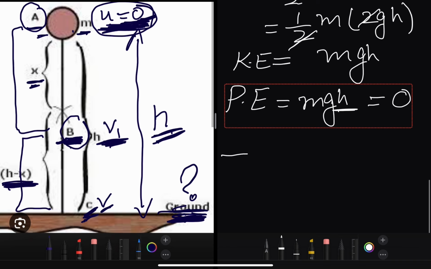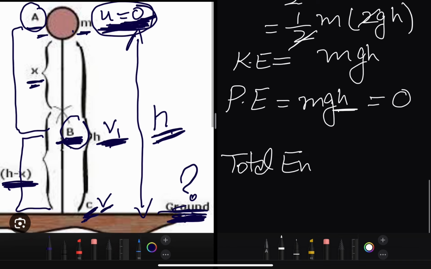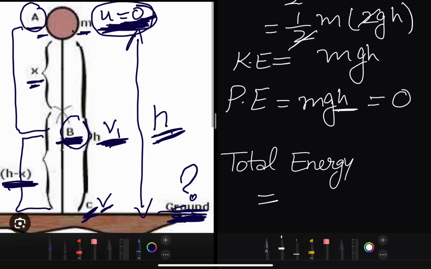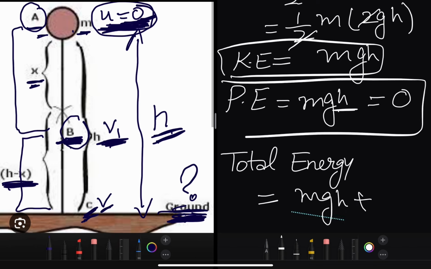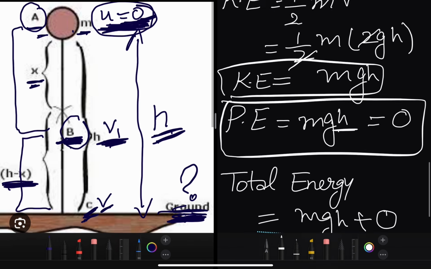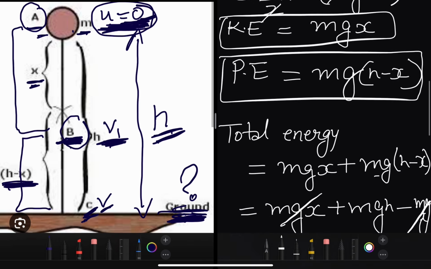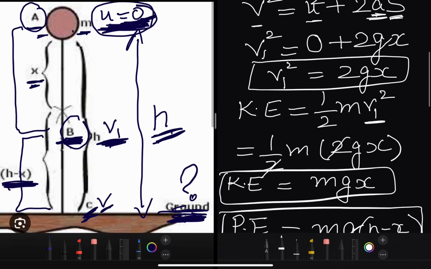So what will be the total energy at point C? Total energy at point C will be the sum of kinetic and potential energy. What is kinetic energy? mgh. What is potential energy? 0. So what will be my total energy at point C? It is mgh. So by this, what are we getting? We are getting the verification of the principle of conservation of energy.